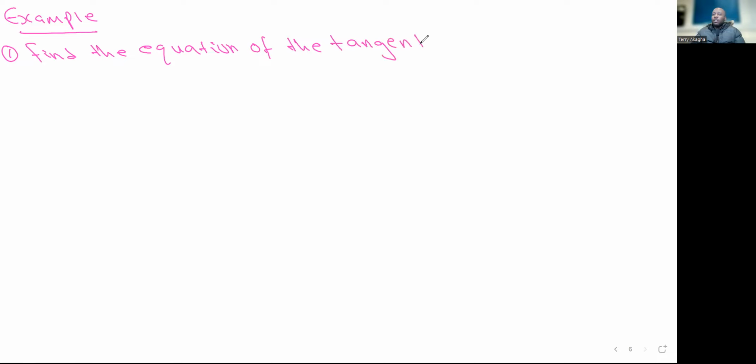Okay, find the equation of the tangent to the curve. We have it as y is equal to 3x cubed minus 2x squared plus 3x plus 8, at x is equal to 3. So you're told to find the equation of a tangent to this curve at x is equal to 3.